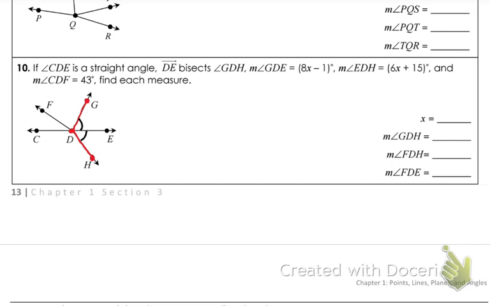Then it says measure of angle GDE is 8x minus 1. So let's go ahead and put 8x minus 1 here. Then it says EDH is 6x plus 15. And then it says that measure CDF, so we have CDF right here, is 43 degrees. Our job is to find all of those different bits of information.